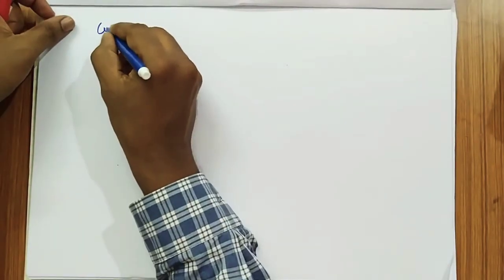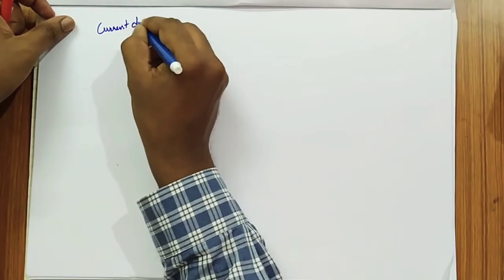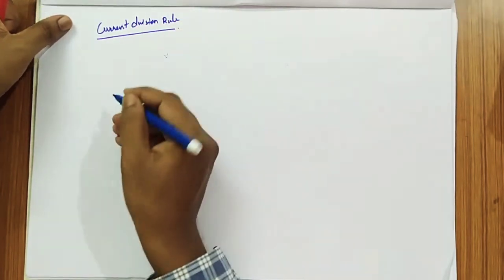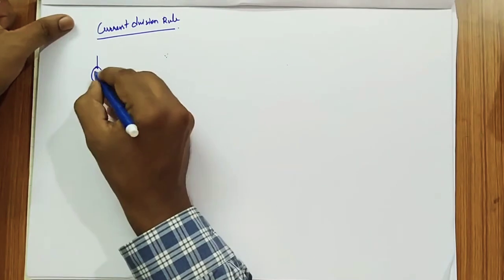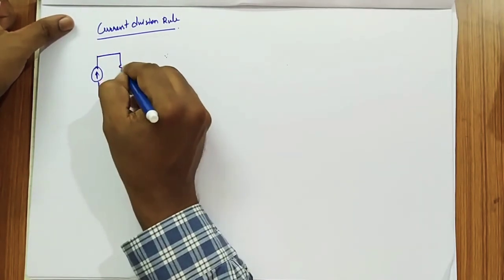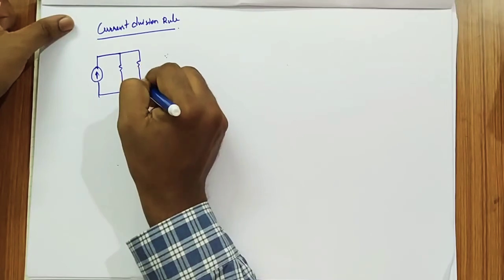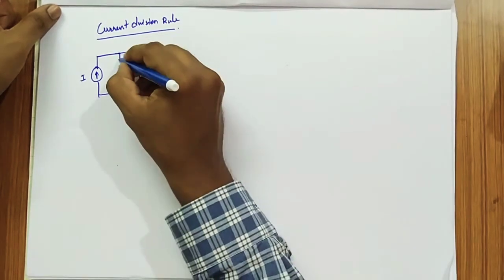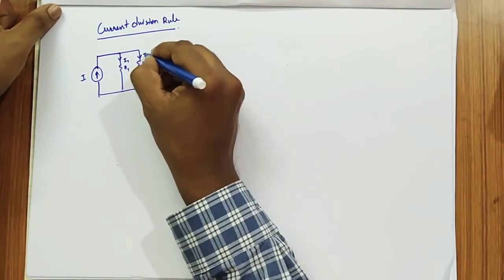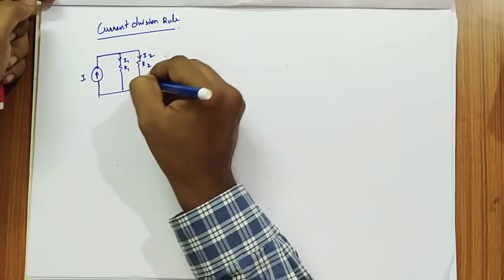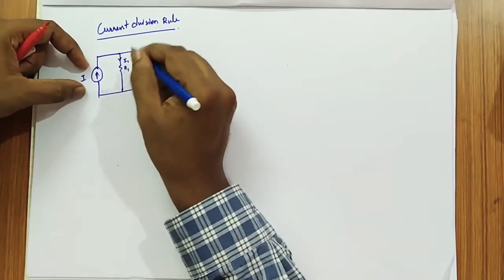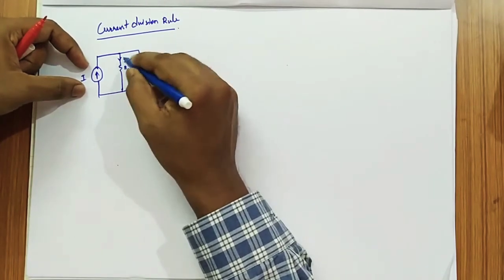And now we'll go to what is the current division rule. So the current division rule is when a current source is connected to a parallel resistance R1 and R2. So the supply current is I. So if you want current I1 and current I2, the simple rule is the current division rule. That means the supply current I, the total current, is dividing into two different currents I1 and I2.